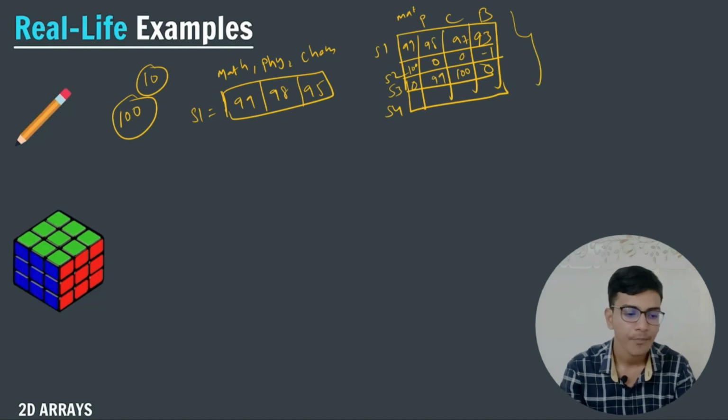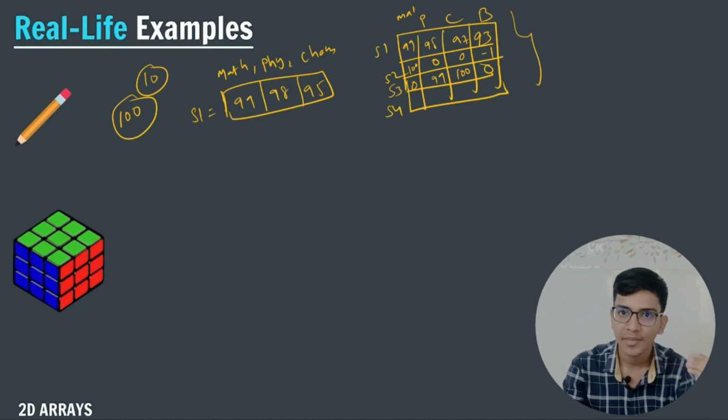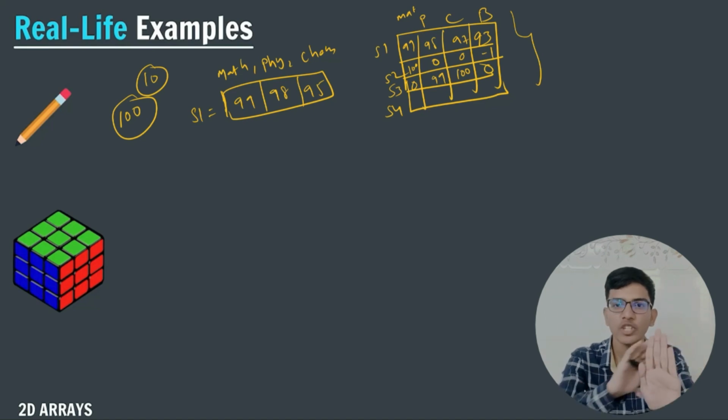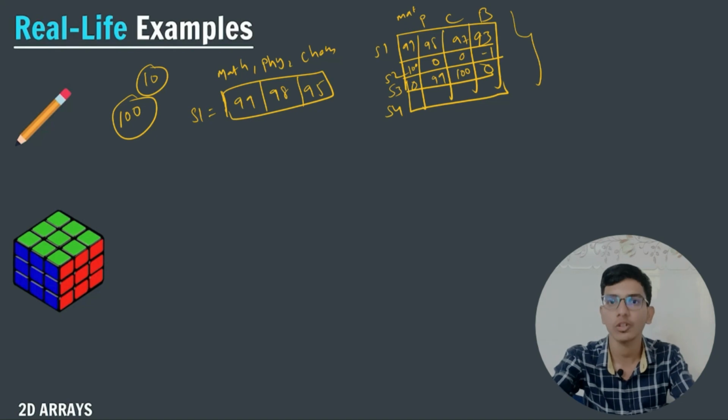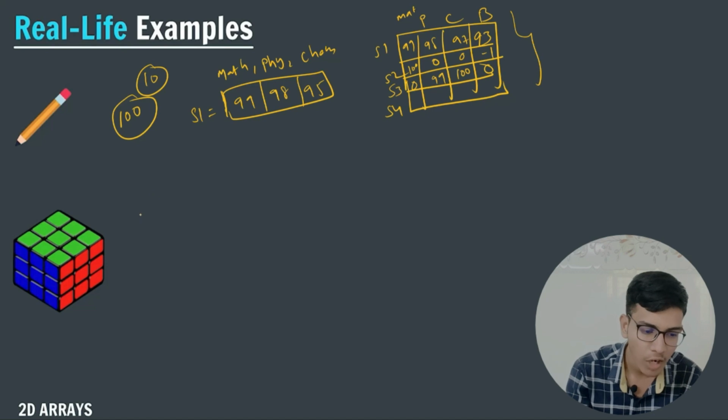Another example is, suppose I want to create a pixel. A pixel is nothing but, suppose you are seeing a picture, it consists of thousands or millions of pixels. Similarly, videos also contain pixels, right? You are seeing the video right now, you are seeing my lecture right now. That video also contains thousands of pixels.